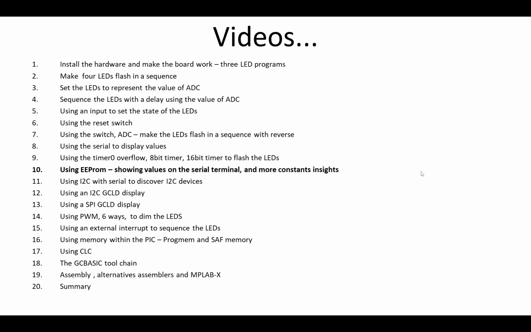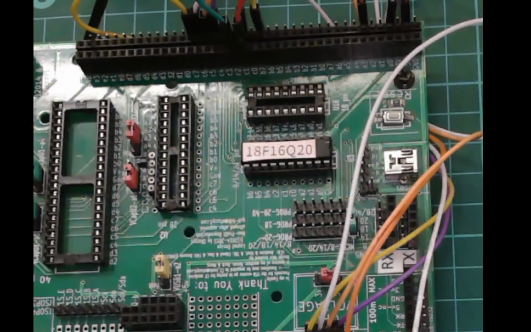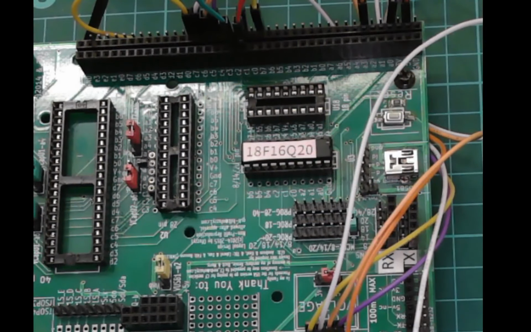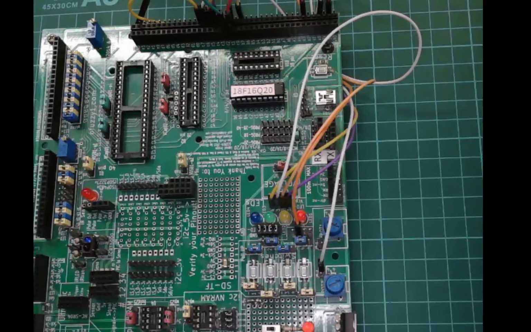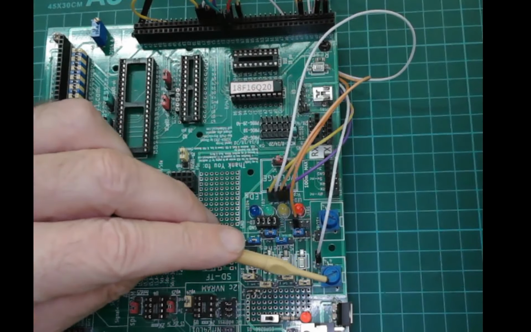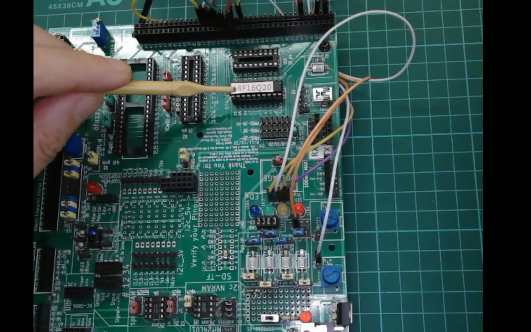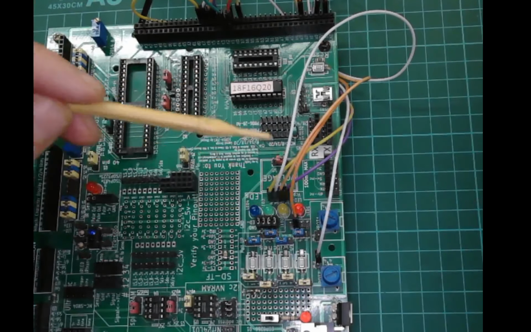And what does that look like? It looks like this. Basically what I've got here is a prototype board. Let me just zoom out so we can see it. Here are the LEDs we spoke about. Here are some switches, a potentiometer. Here's the chip itself, the 16Q20. And all this is connected by these leads.